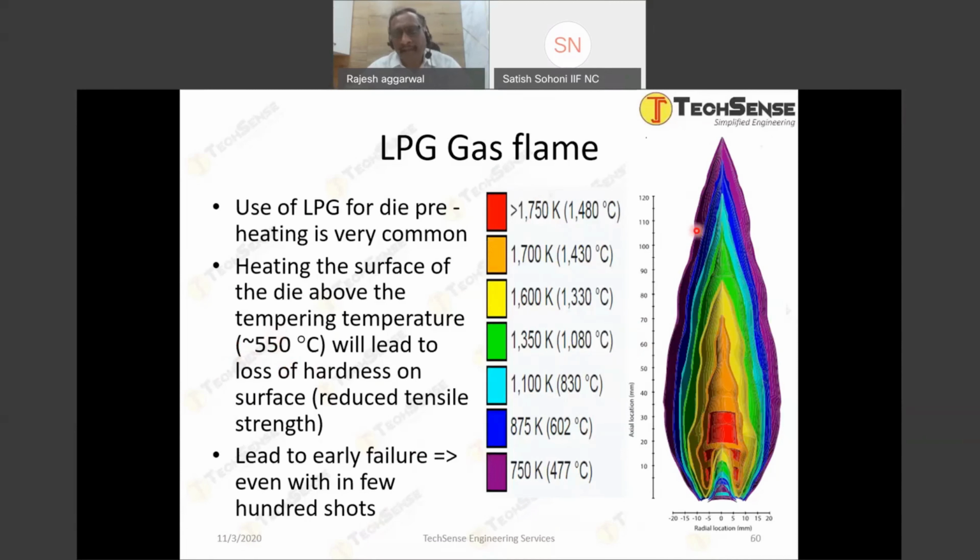If my flame is touching my die surface above this temperature, above blue color, the hardness will be lost. And once you lose the hardness, tensile strength will go away. It will further lead to early failure. Even within a few hundred shots, we have practically seen so many dies failing or heat check starting within a few hundred shots. And when we went to the analysis, this is one of the major root causes.